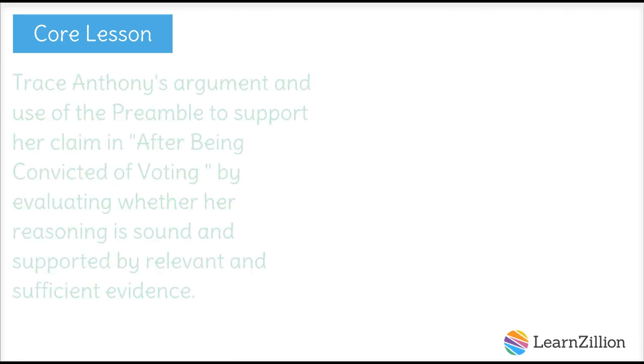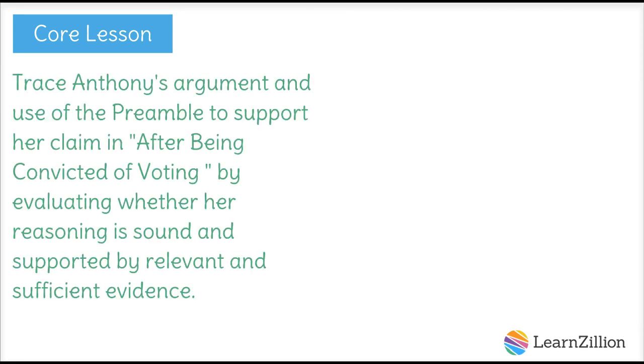At last I have completed the 3 steps and I'm going to go back to our focus question. Trace Anthony's argument and use of the preamble to support her claim after being convicted of voting by evaluating whether her reasoning is sound and supported by relevant and sufficient evidence. I have done a lot of thinking and luckily annotated the text and wrote down some notes. I will use both to help me answer this question.